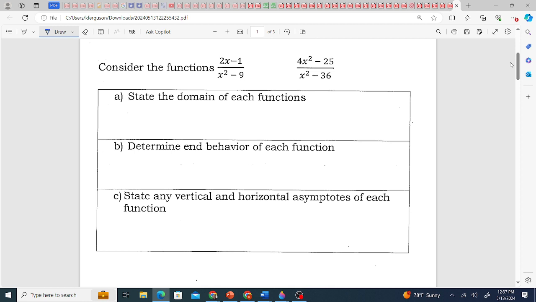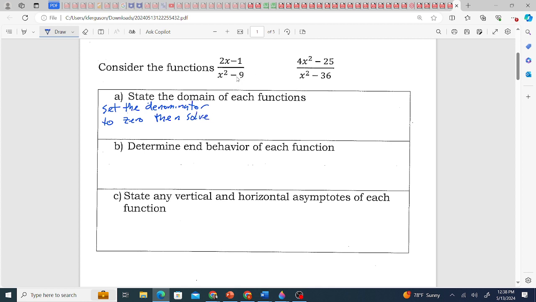So now let's talk about this. We got rational functions. Rational means ratio, ratio means fraction. So I got a denominator and a numerator. So I got two functions. It says state the domain of the function. If I'm trying to state the domain when I've got rational functions, all I do is set the denominator to 0, then solve.